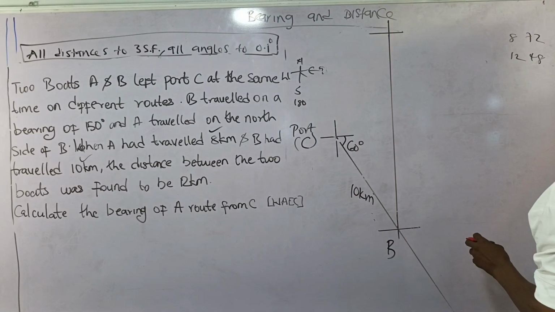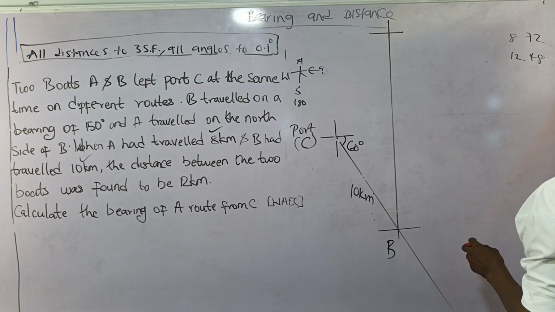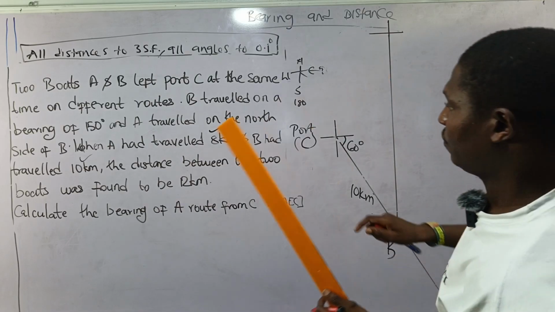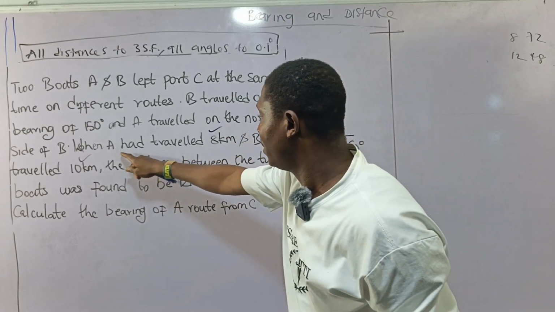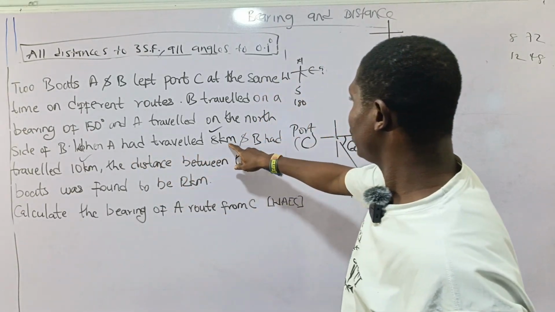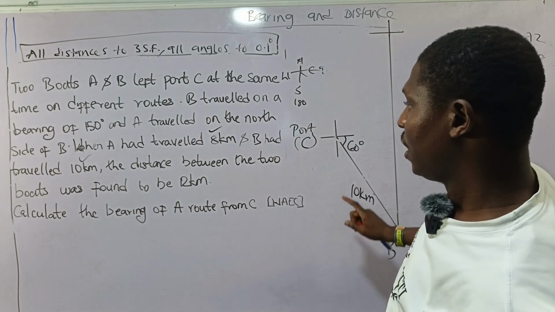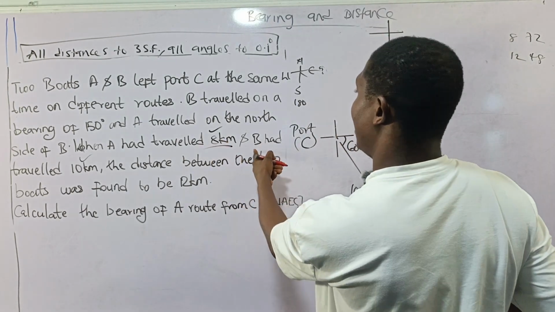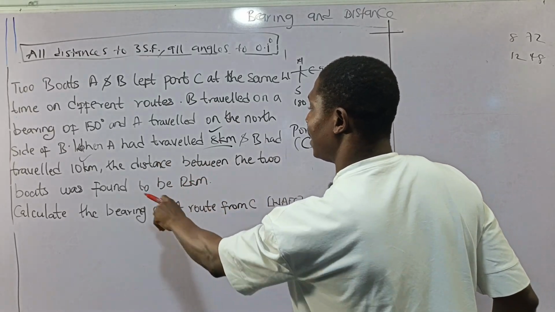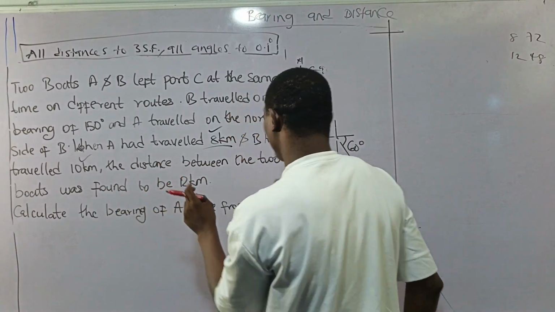So, what does 72 correspond to? Here it is. A had traveled on the north of B. When A had traveled 8 kilometers, here's my 8 kilometers for A, and B had traveled 10 kilometers. The distance between the two ships was found to be 12 kilometers.